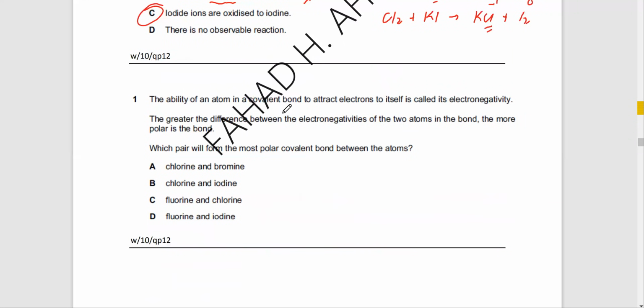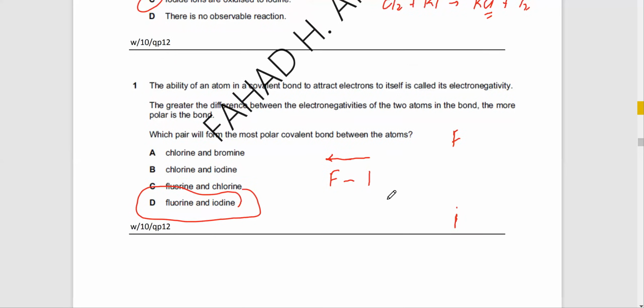Next: the ability of an atom in a covalent bond to attract electrons to itself is called its electronegativity. The greater the difference between the electronegativities of the two atoms in the bond, the more polar. So he's asking which will form the most polar bond. Can anyone answer which one is the most polar? D. Fluorine and iodine. Fluorine is at the top, and iodine is at the bottom. That's right. The difference is huge, and the electrons would all be pulled towards fluorine, which is why it's going to be very partial negative, and iodine is going to be very partial positive.